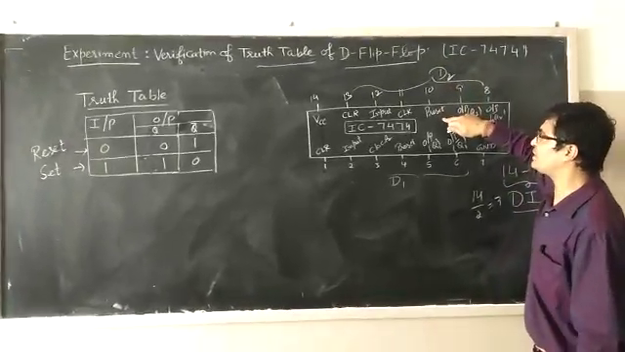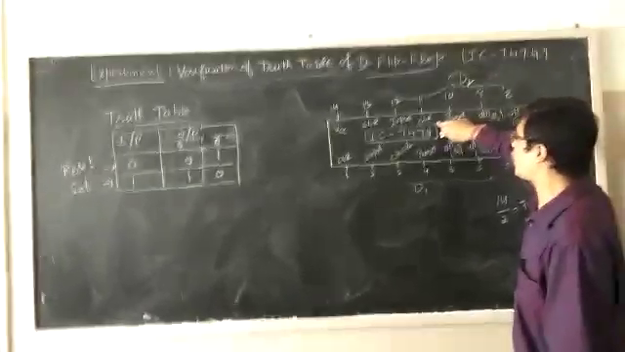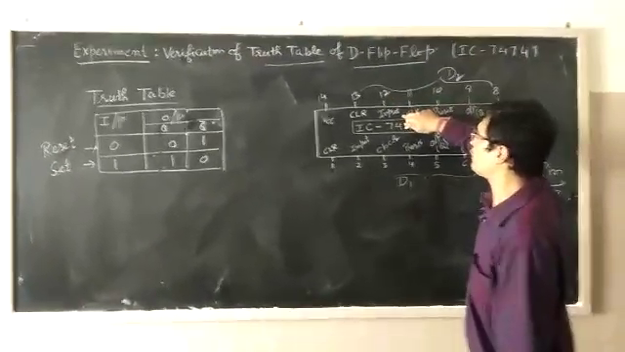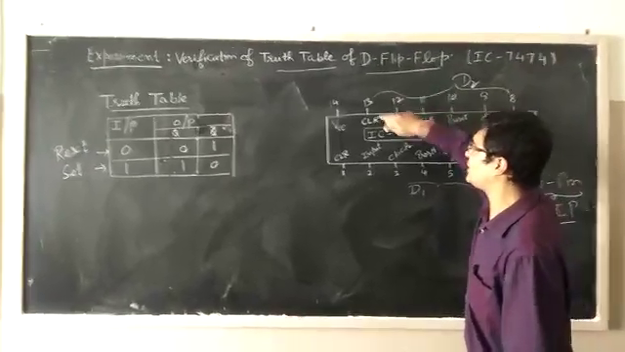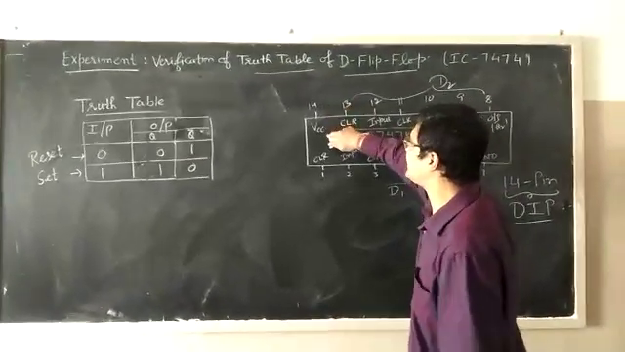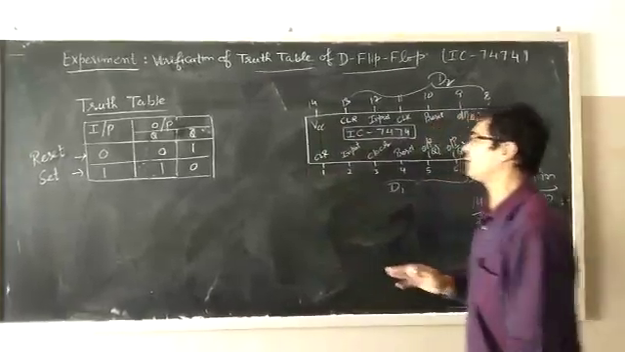10 number is for the preset of D2. 11 is for the clock of D2. 12 is for the input of D2. And 13 is for the clear of D2. And VCC is applied at terminal number 14.